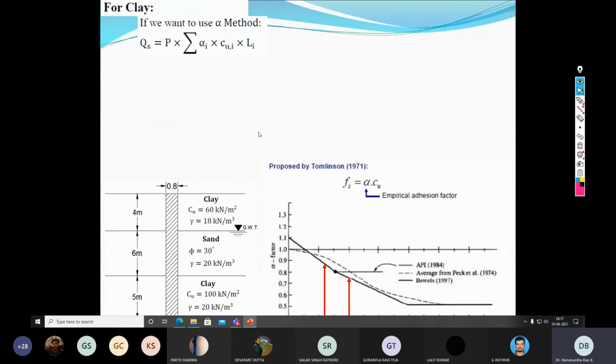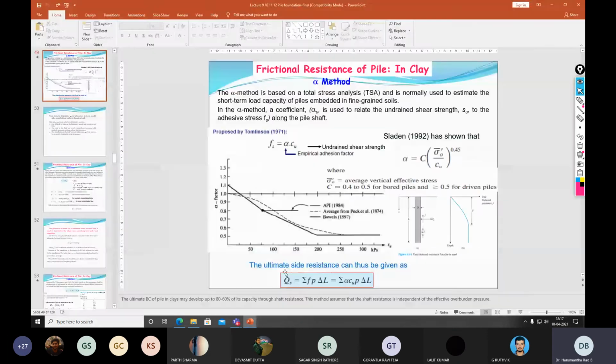Sir, what are the three methods? Can you tell me? See, the very first one is you can pick up alpha from this chart. Or alternatively, there is another table available which gives the relationship between Cu by P atmospheric pressure versus alpha. Then the third one is the use of the empirical equation, that is the Sladen equation: alpha is equal to capital C into sigma naught dash by Cu power 0.45.